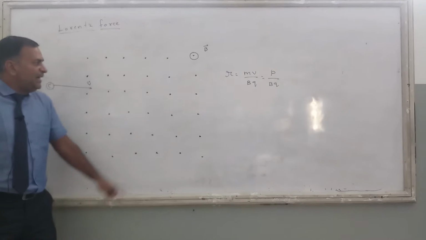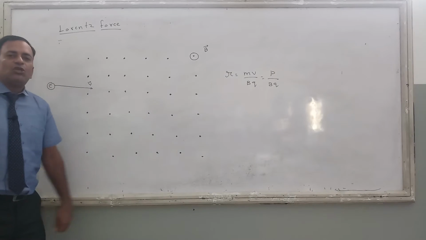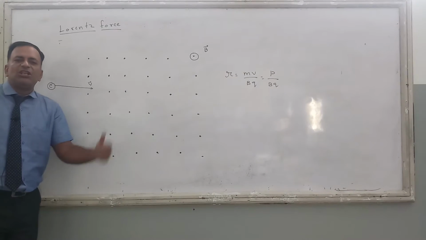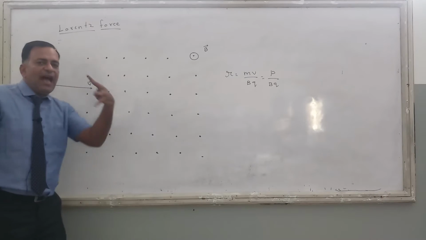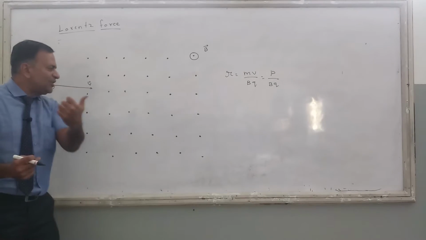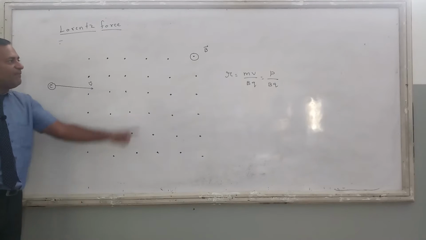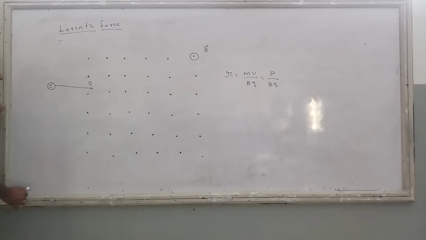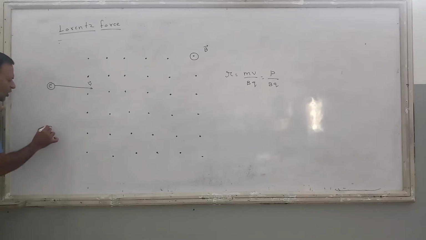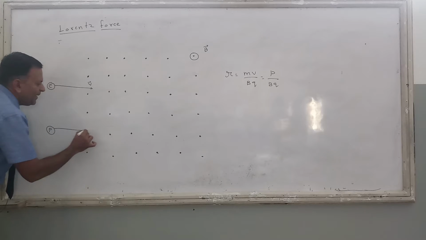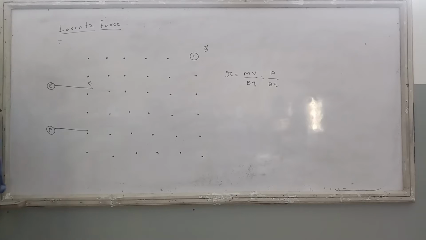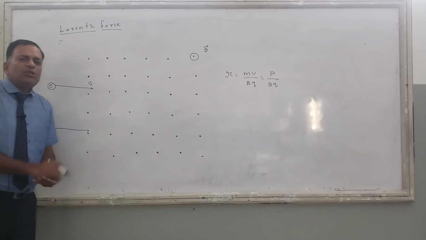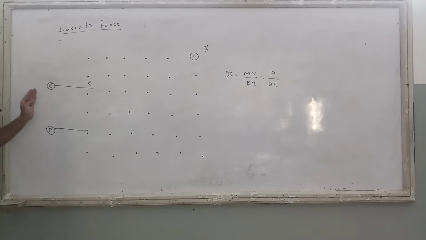Where is the magnetic field? This is the magnetic field shown by dots. You know what is a dot? Dot means the direction is outwards. Cross means the direction is inwards. So here, what is the direction of magnetic field? It is dot, so it is outwards, this way. And I have a proton which is entering this magnetic field. Now the question asked to you is, what will be the path of this electron?